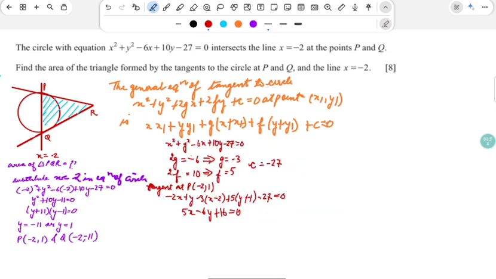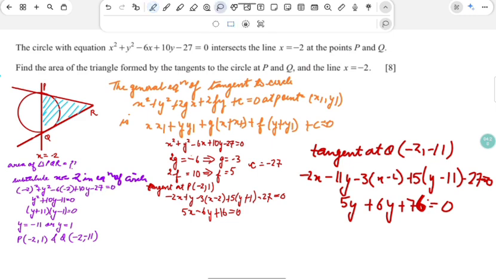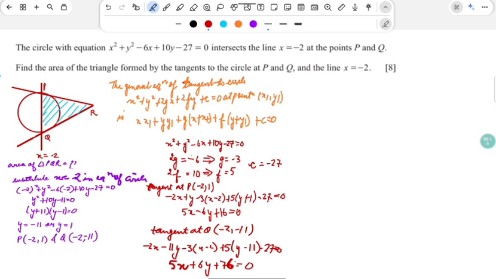Now we have to find the equation of tangent at point Q. The coordinate of Q is (−2, −11). So the equation will be −2x − 11y − 3(x − 2) + 5(y − 11) − 27 = 0. Now if I solve this equation, I'll get 5x + 6y + 76 = 0. So this is the equation of tangent at point Q. So now I know the equations of tangent at point P and point Q.